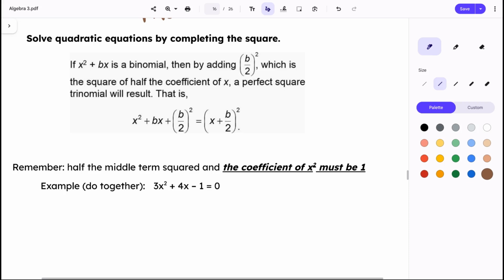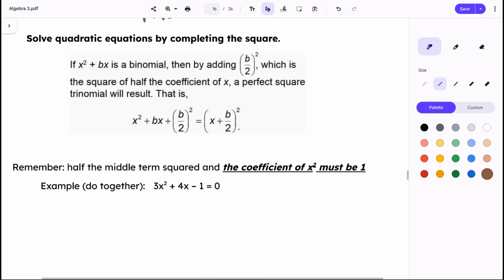Now, completing the square is another process that could be used to help you solve a quadratic. And so we have multiple ways to solve quadratics because sometimes it's easier to factor. Sometimes it's easier to use completing the square. Sometimes it's easier to use the quadratic formula. It just kind of depends on what they're presenting you with.